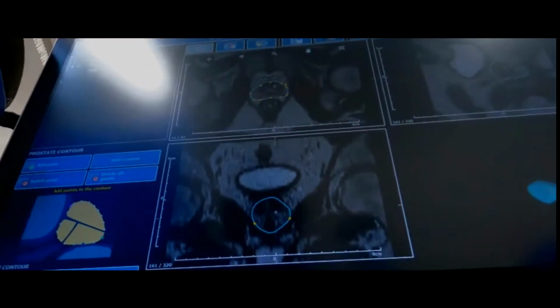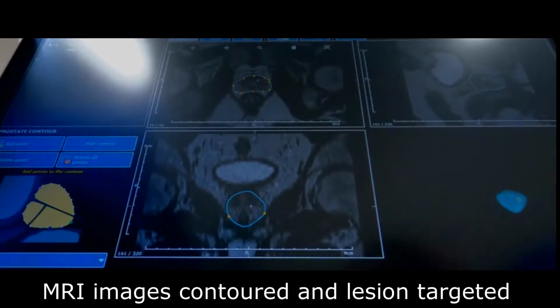The prostate gland is being contoured and the target lesion is marked.